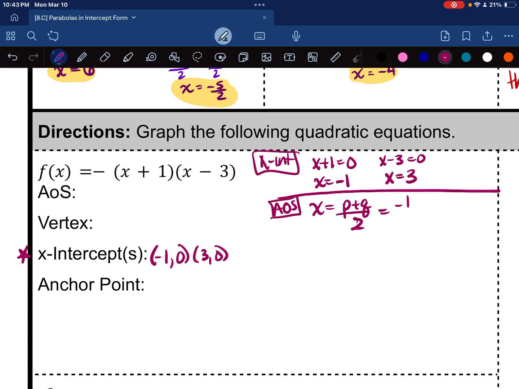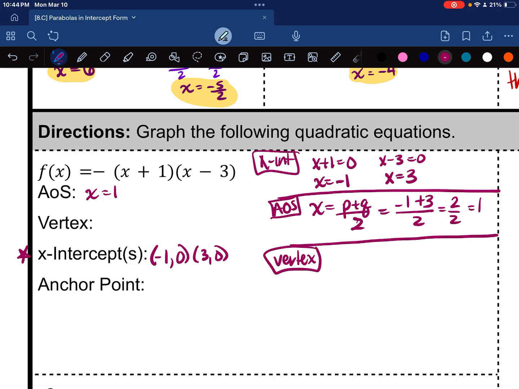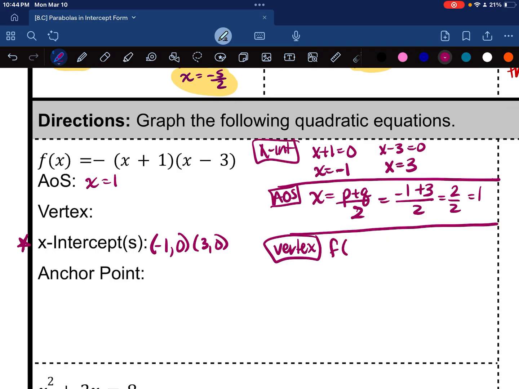So I would say -1 plus 3 over 2, which is 2 over 2, which is 1. So I say the axis of symmetry is x equals 1. Now, just like with standard form, to find your vertex, that's a point that lies on that axis of symmetry. So I'm just going to plug that 1 into the equation. So I'm finding f of 1.